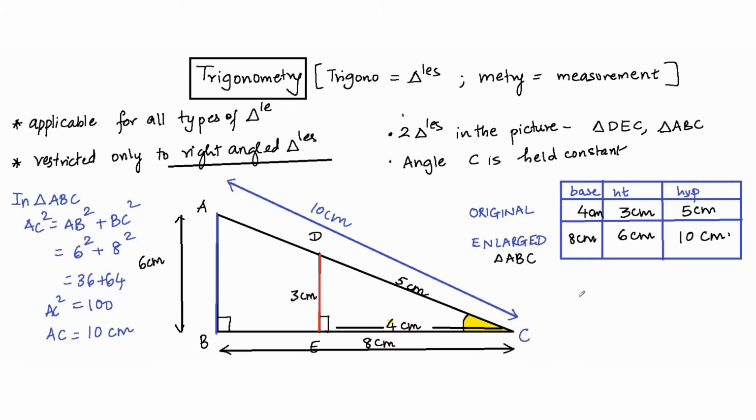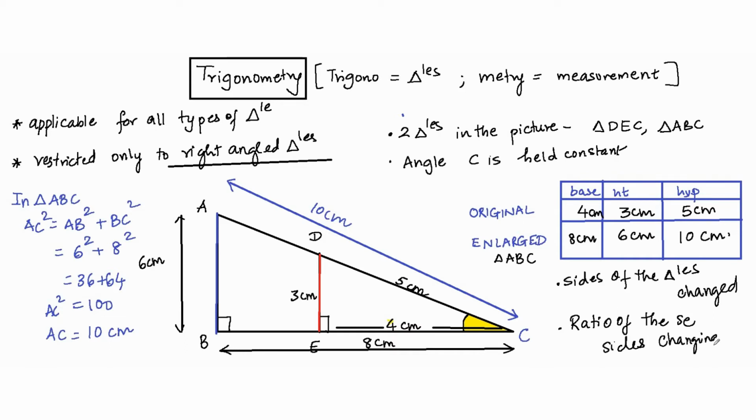So what I can now say is the sides of the triangles definitely have changed, no doubt. The sides have become bigger, but the question that comes to my mind is, is the ratio of these sides also changing? That is the question that I wish to answer now. So I'm going to pause for a few seconds. I'm going to allow you to take a look at this particular section before I start finding the ratios of different sides.